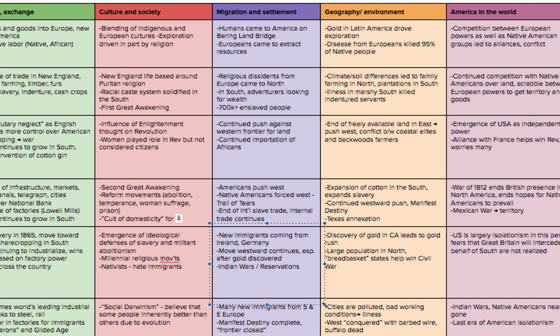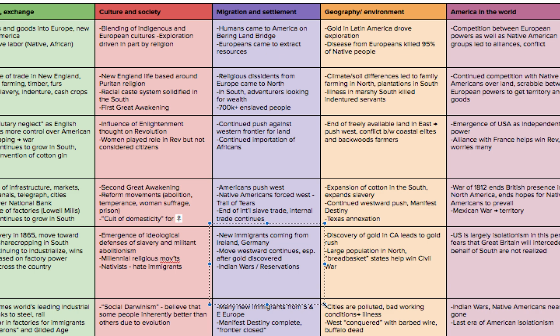You have the Indian Wars and reservations. We said in the last unit, Native Americans had been forced west in that period up to the end of the Mexican War, and now we've got these Indian Wars, especially after the Civil War, that are wars of annihilation against the Indian nations. We're forcing them onto reservations. You're going to have things like the Dawes Act.